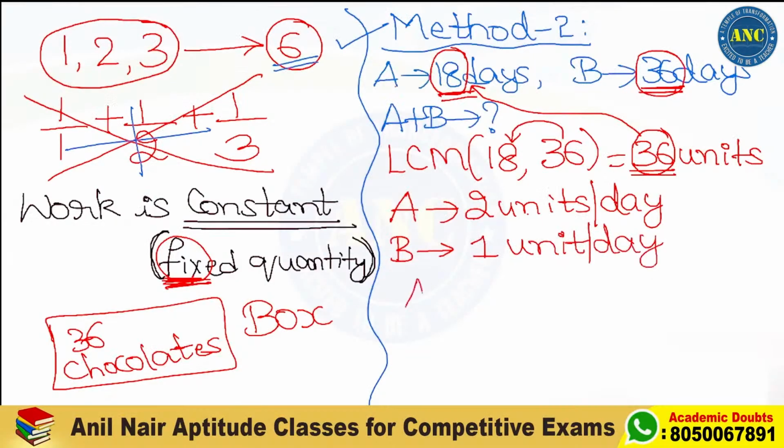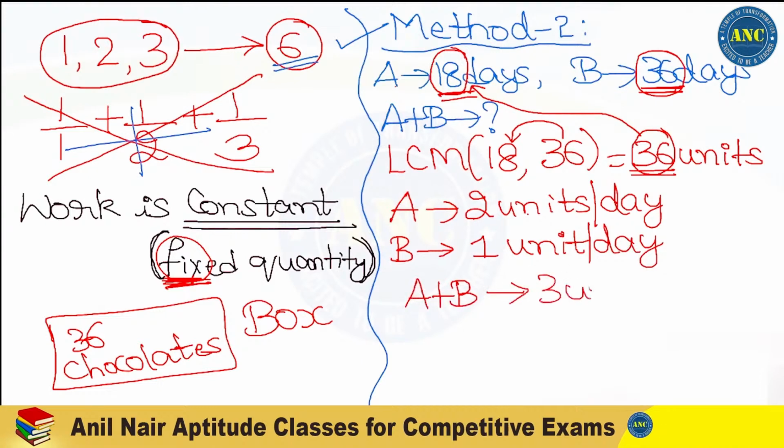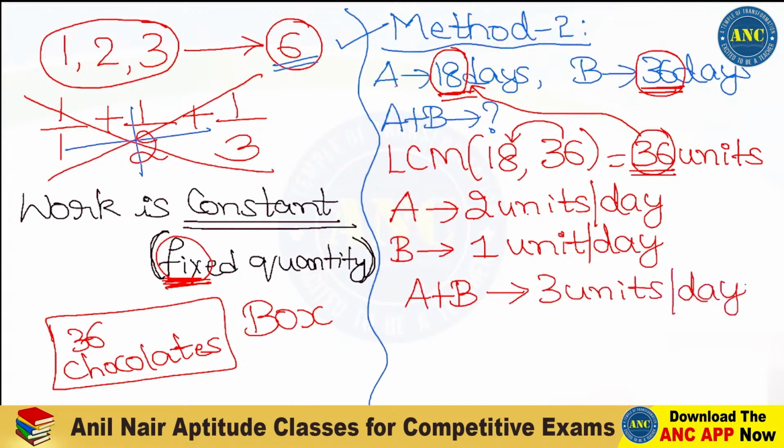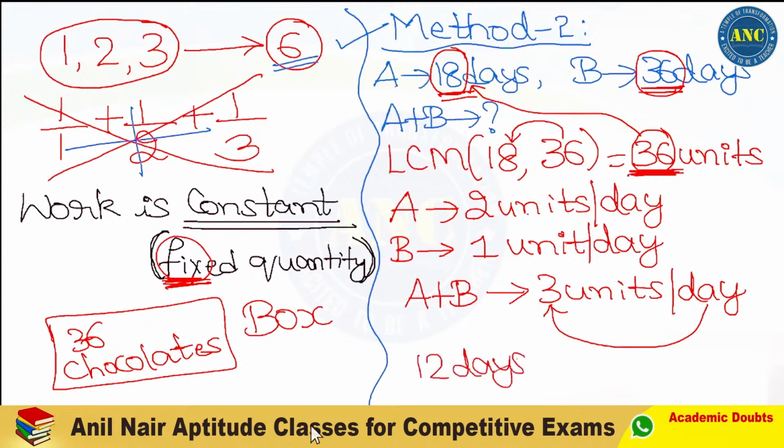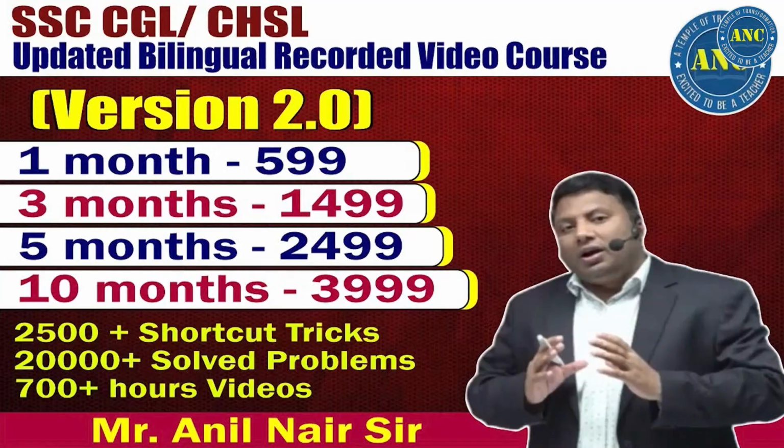But I don't want my friends to work individually. I want both to work together. A is 2 units per day, B is 1 unit per day. Together they will distribute 3 chocolates per day, meaning in one day they distribute 3 chocolates. To distribute 36 chocolates, how many days will they take? 12 days, because 3 into 12 is 36, or 36 divided by 3 is 12. The answer for this question can be so beautifully solved and obtained as 12 days.